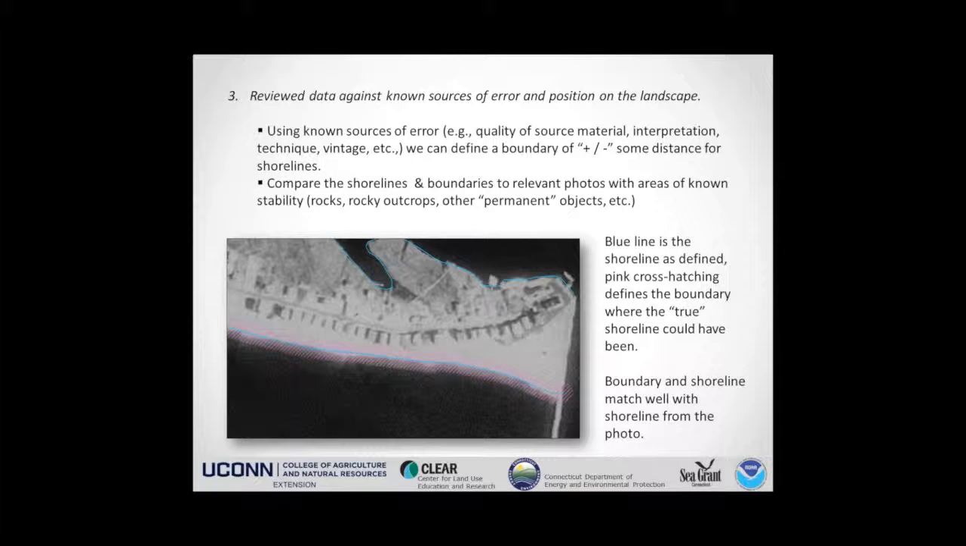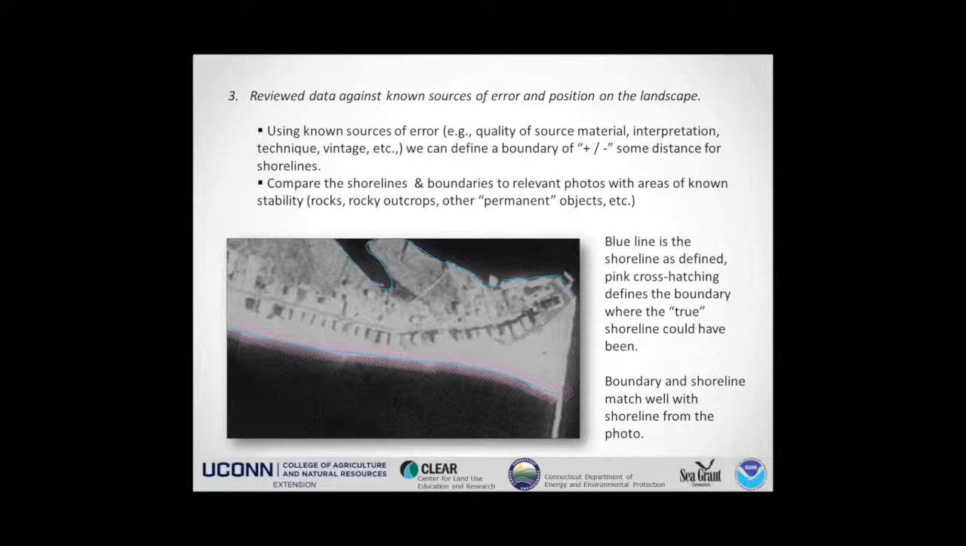And what we really want to do is give a quick look through the coast. What we're looking for are places where we wouldn't expect a lot of change to happen. So rocks, rocky outcrops, permanent man-made objects. If the shorelines from way back in the day match up with that, then we can be relatively confident that that's pretty good and there's no systemic errors, an offset for some reason, or some kind of error associated with georeferencing or whatever.